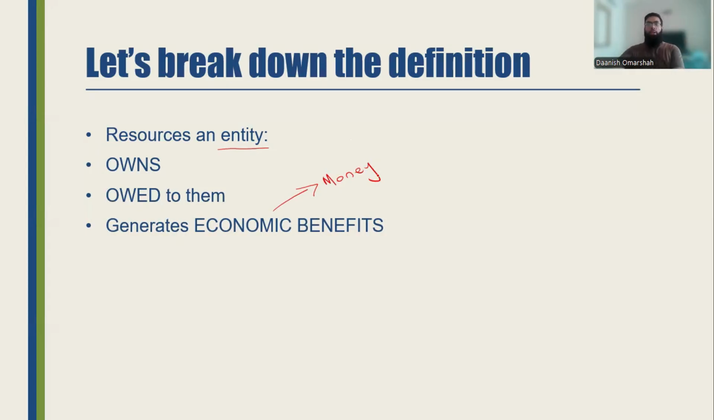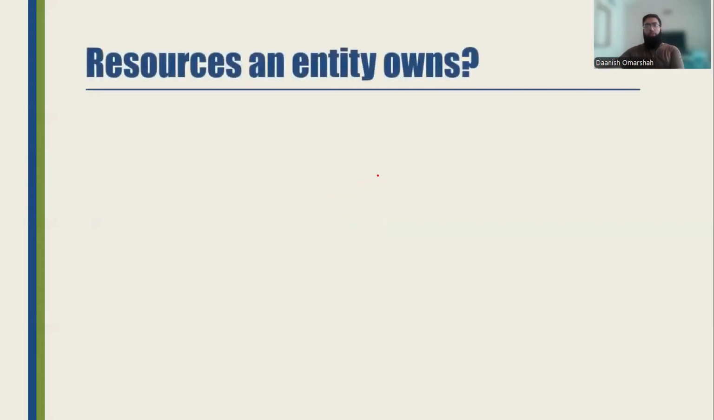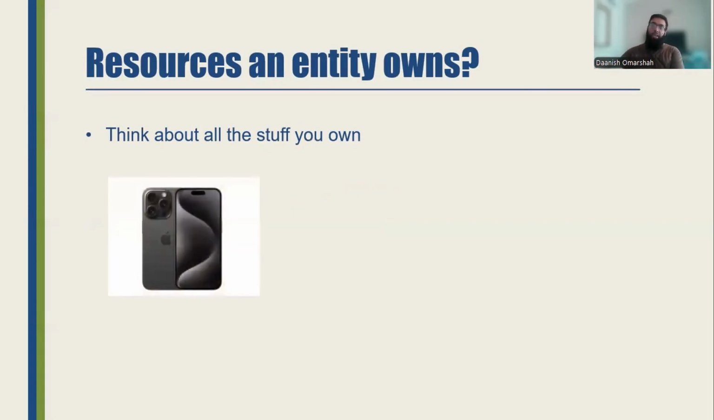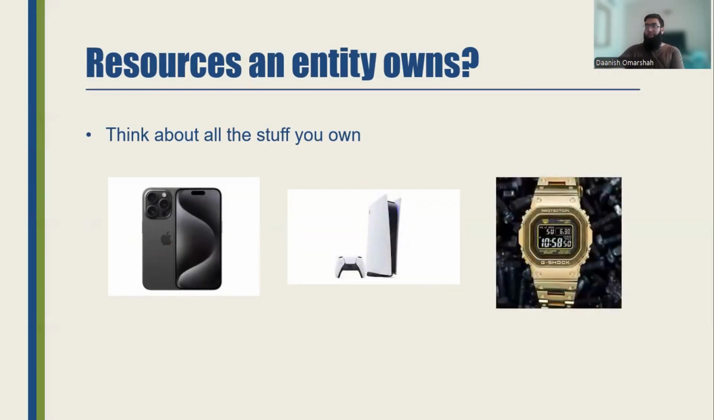Now, we will dig deeper into each point. The first point was resources an entity owns. This is for you. I want you to think about all the catchy and attractive stuff you own. It could be an iPhone, I'm sure you have a smartphone. It could be an Xbox or PS5 or whatever gaming console you own, or it could be a watch. You own all this stuff. So these can be your assets.